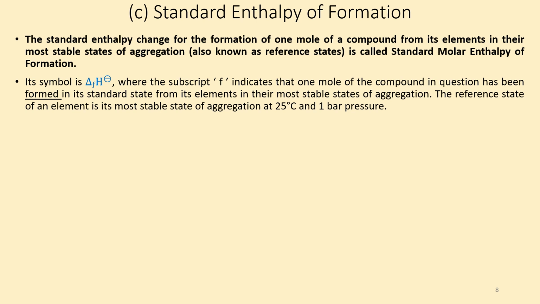So delta subscript f indicates it is formation. Please don't get confused with subscript fus, that was for fusion. Delta subscript f is for formation. In delta f H naught, subscript f indicates that 1 mole of the compound in question has been formed in its standard state from its elements in their most stable states of aggregation. The reference state of an element is its most stable state of aggregation at 25 degrees centigrade and 1 bar of pressure.